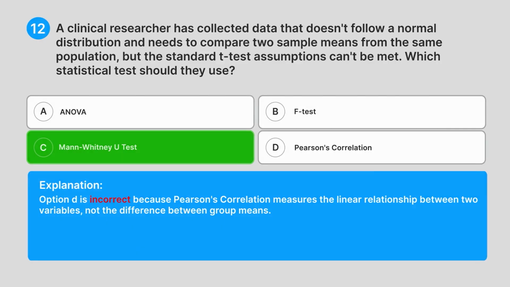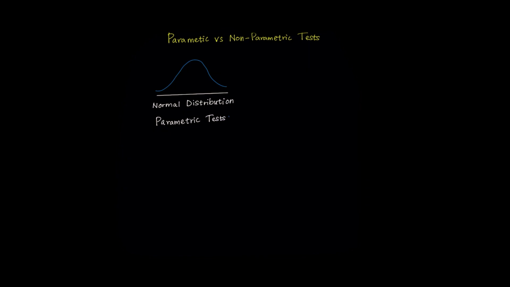Here's a crucial concept about when to use non-parametric statistical tests. When a clinical researcher has collected data that doesn't follow a normal distribution and needs to compare two sample means from the same population, but the standard t-test assumptions can't be met, they should use the Mann-Whitney U-test. Think of non-parametric tests as the flexible backup plan when your data doesn't behave the way parametric tests need it to.